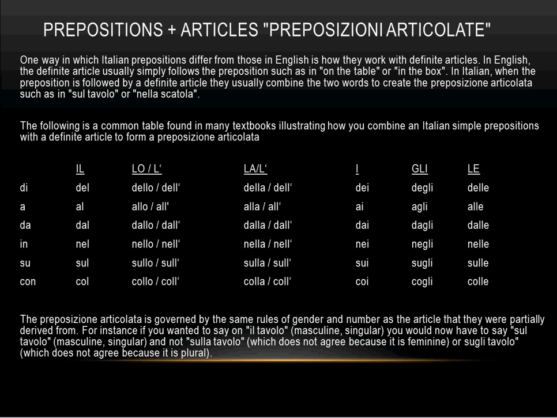The preposizione articolata is governed by the same rules of gender and number as the article they were partially derived from. For instance, if you wanted to say il tavolo, masculine singular, and you wanted to say on il tavolo, you would now have to say sul tavolo, masculine singular, and not sulla tavolo, which doesn't agree because it would be feminine, wouldn't agree in gender. Nor could you say sugli tavolo, because it wouldn't agree in number, it would be plural.